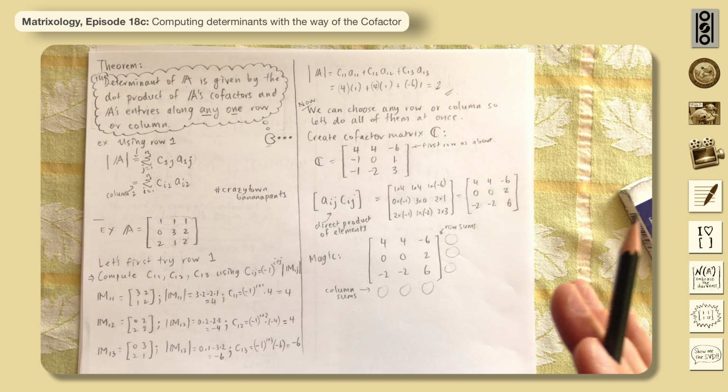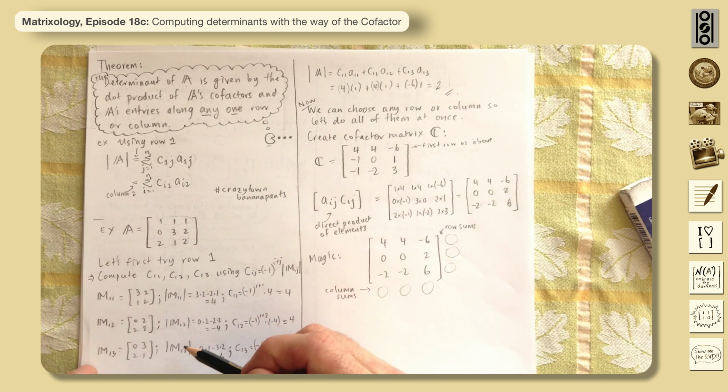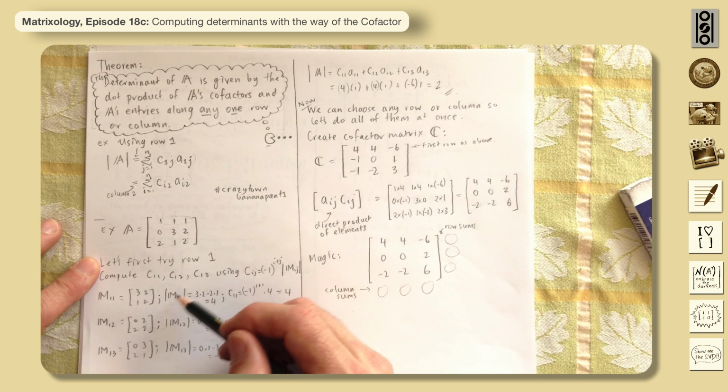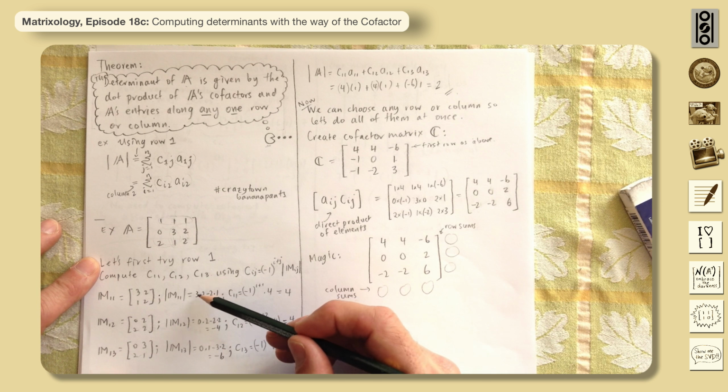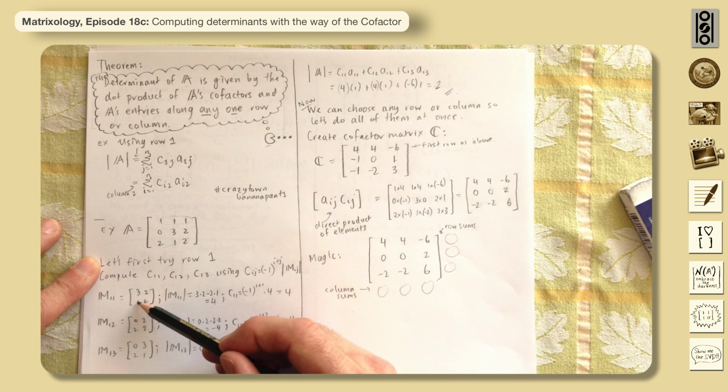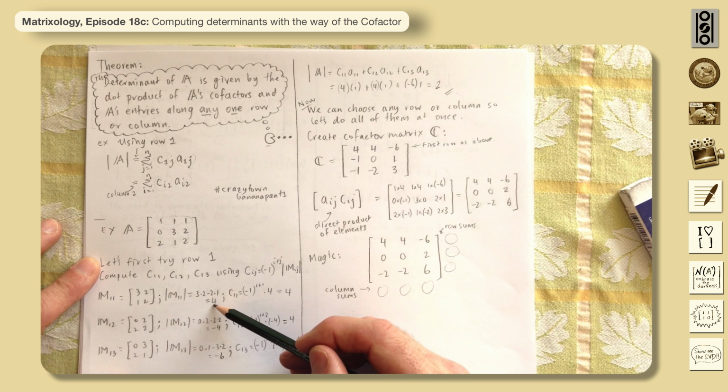All right, so now we've got them. Take their determinants. We know what they are for 2 by 2s. We'll come back to 2 by 2 determinants in a little bit. So 3 times 2, minus 2 times 1. So 6 minus 2 is 4.